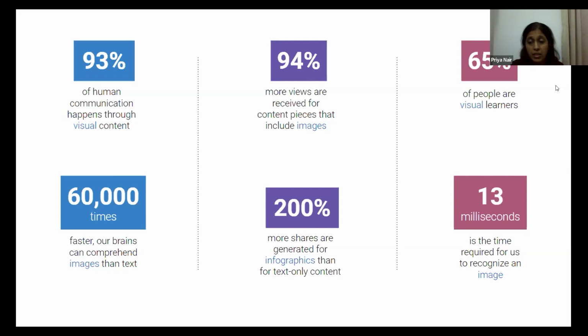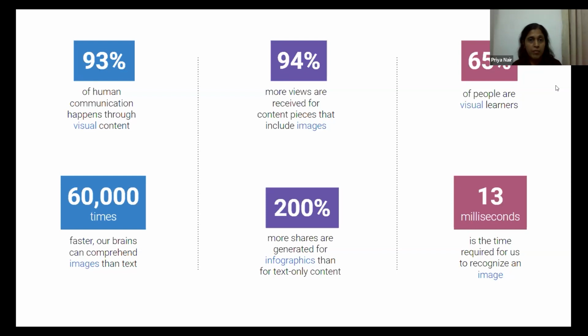So that is so fast, so quickly we can understand an image, or a human being can perceive an image, right? So all these statistics tell us that we have to get our visuals correct, right? Because that is the way in which humans perceive information. It is easier and much faster for them when you provide information through visual content.